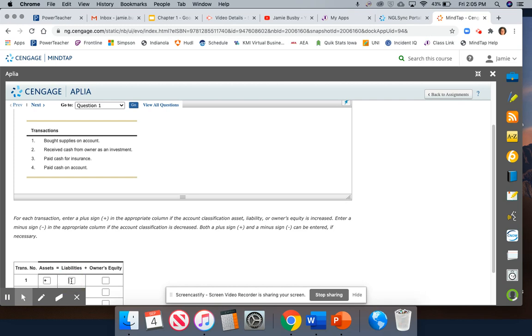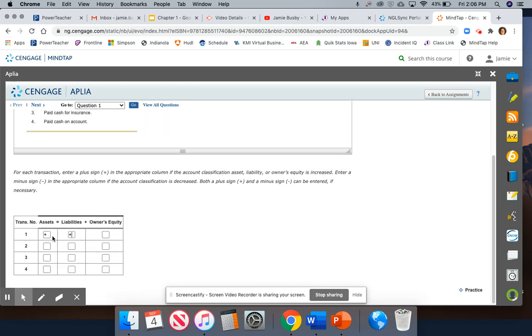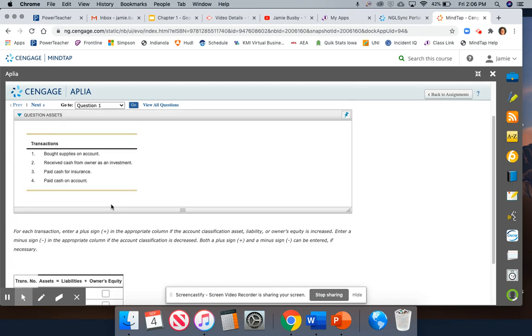So I put a plus sign there because we're going to increase the value of our supplies. We're also going to increase the value of our liabilities. So we owe that company more money. So it's a positive and a positive, and both sides are equal.